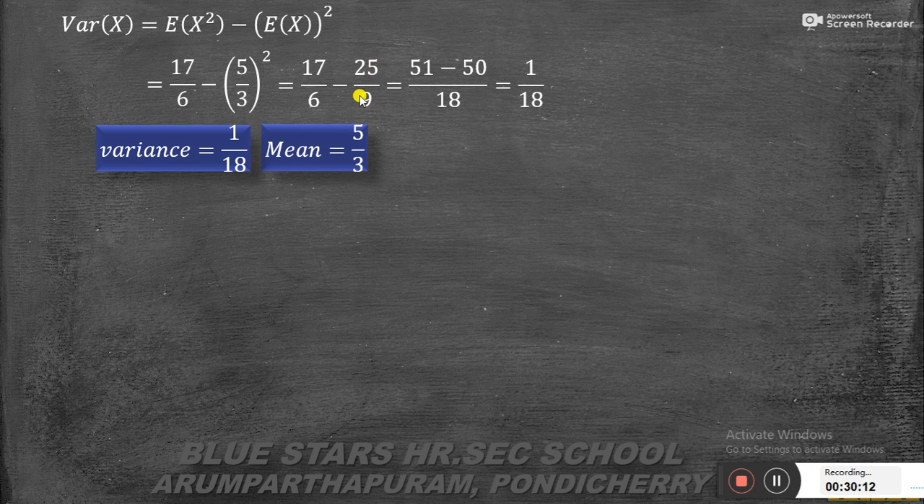Second term 25/9. This 9 I convert into 18: 9 2s are 18, so multiply and divide by 2. 25/9 times 2/2, 25 times 2 means 50/18. So the first term is 51/18 and the second term is 50/18. Now I take the common denominator 18: 51 minus 50 means 1/18. This is the variance. Variance of x equals 1/18. Therefore variance equals 1/18, mean equals 5/3. This is the answer for this problem.